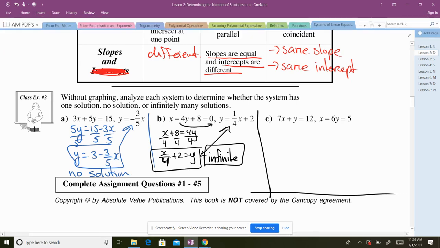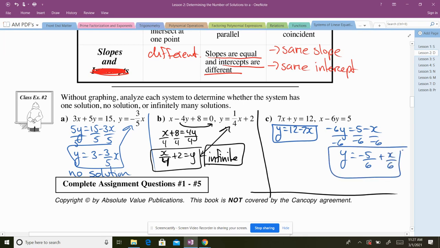All right. Last one. Probably by process of elimination, but we should rewrite them anyway. So the first one, move the 7x over. I get that. Second one, I'll move the x over and then divide off the negative 6. Does anything match? No. So how many solutions? One solution. Okay. You only have to do questions 2 and 4, please.